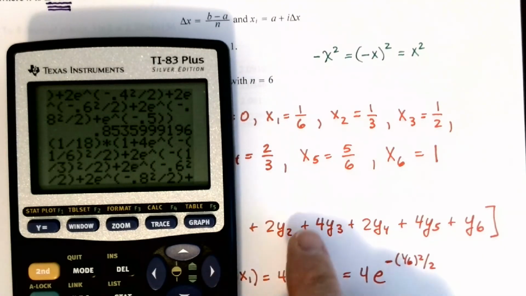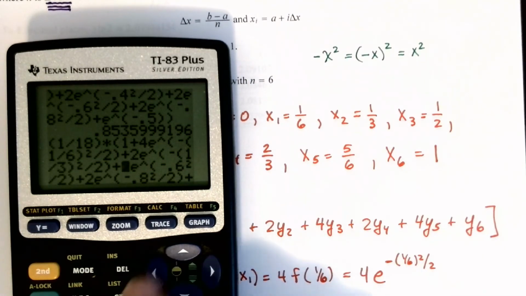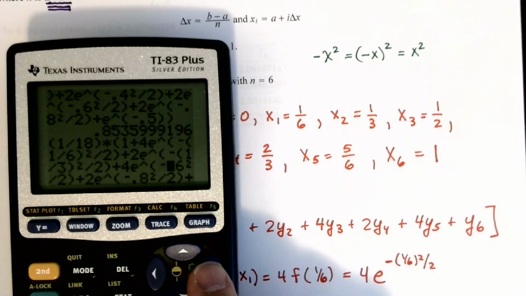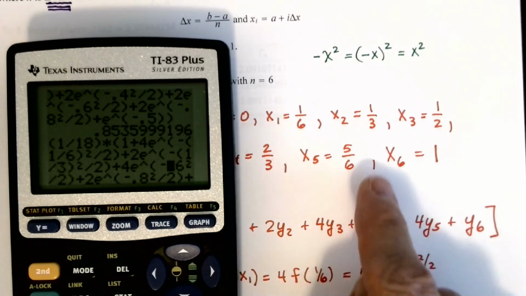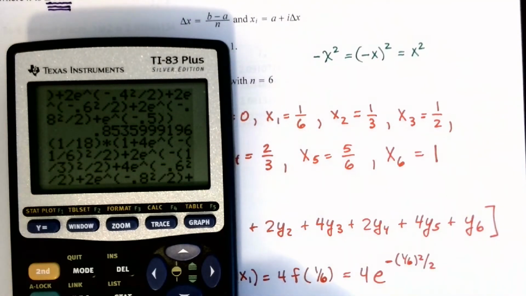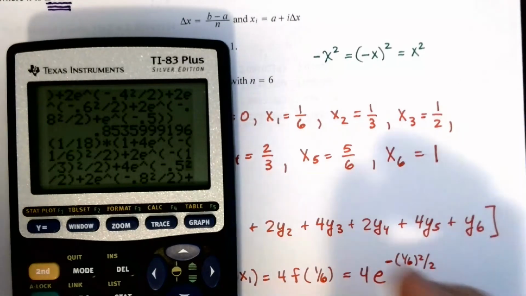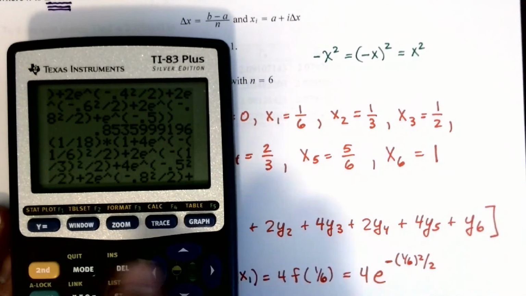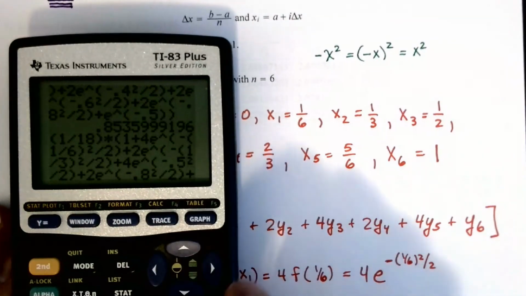Plus 4y sub 3, so there's a 4. E to the negative, and y sub 3 is f of x sub 3, which is 1/2. Here I won't worry about a fraction. I can put that as a decimal because that's exact, whereas 1/3 would be 0.333333, and I can't do that in the calculator. That's why I left that as 1/3. But here it's 0.5.